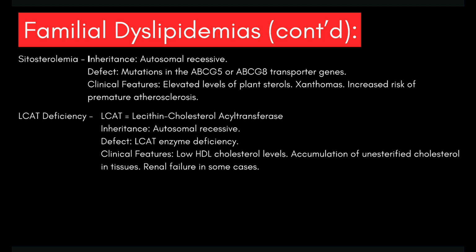Then we have our more low-yield set of dyslipidemias, but these are still fair game for CBSE and Step 1, so let's go ahead and cover them. Sitosterolemia. This one is inherited in an autosomal recessive fashion. The main defect seen here is mutations in the ABCG5 or ABCG8 transporter genes. The main clinical features observed are elevated levels of plant sterols, xanthomas, and increased risk of premature atherosclerosis.